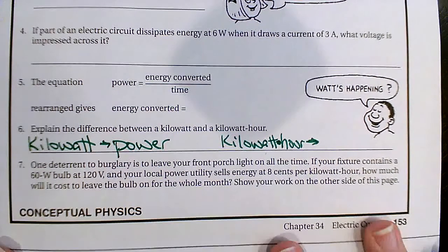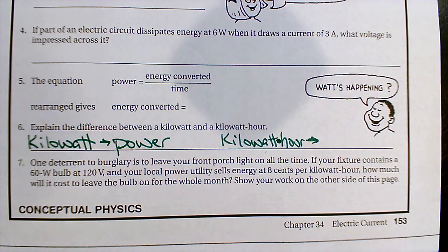So we're going to work through 7. On tomorrow's assignment, you're going to do a bunch of these more on yourself, so I don't feel bad just walking through this more difficult one today. One deterrent to burglary is to leave your front porch light on all the time. If your fixture contains a 60-watt bulb at 120 volts, and your local power utility sells energy at 8 cents per kilowatt hour, how much will it cost to leave the bulb on for the whole month? Show your work on the other side of the page.